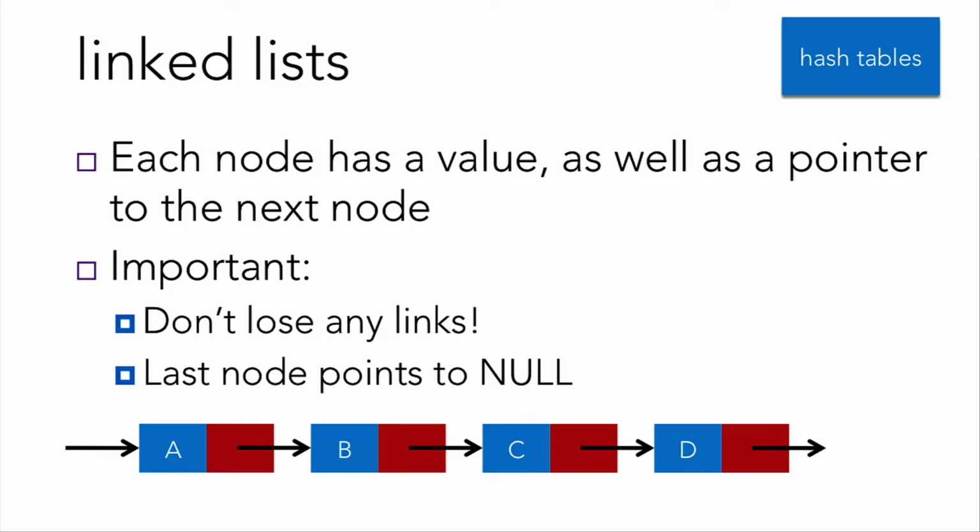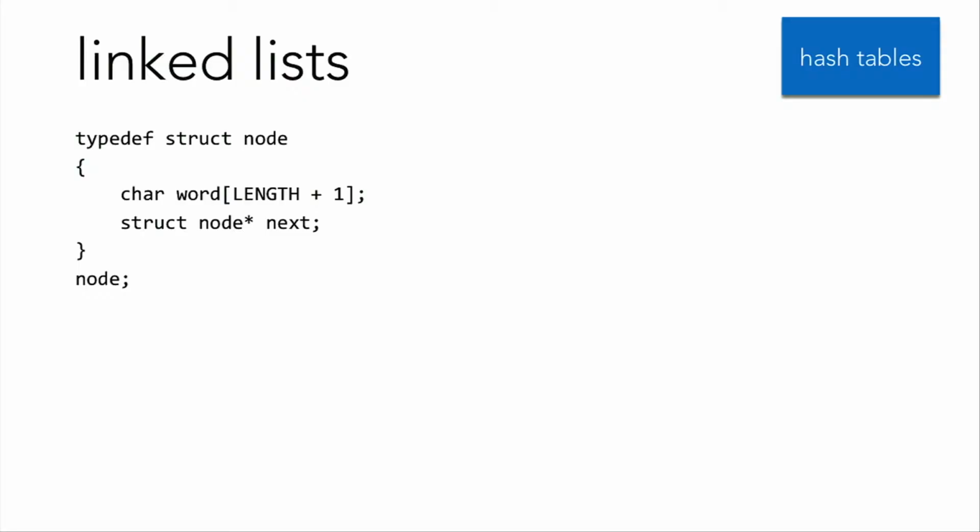Now, each bucket, as I said earlier, is a linked list. In linked lists, each node has a value as well as a pointer to the next value. Now, dealing with linked lists, it's very important that you don't lose any links. And another fact to remember is that the last node, if it doesn't point to another node, points to null. So how do we represent this in C? We define our struct here, and the value in this case is a char array of length plus 1, where length is the maximum length of any word, plus 1 for the null terminator. And then we have a pointer to another node called next.